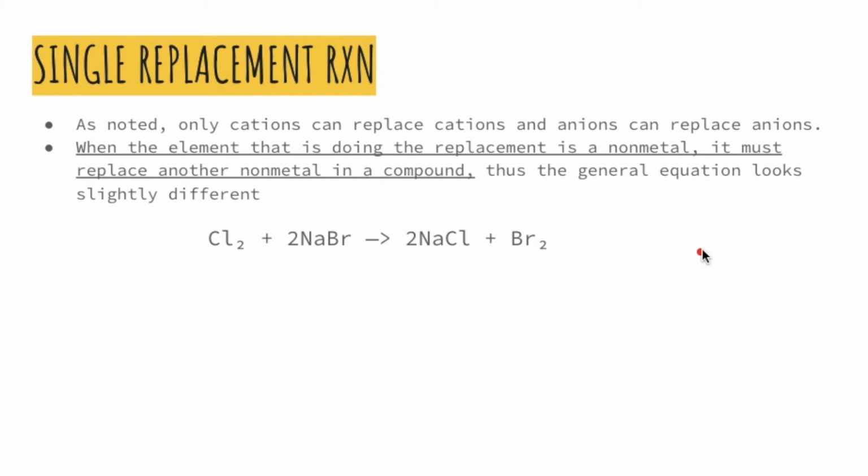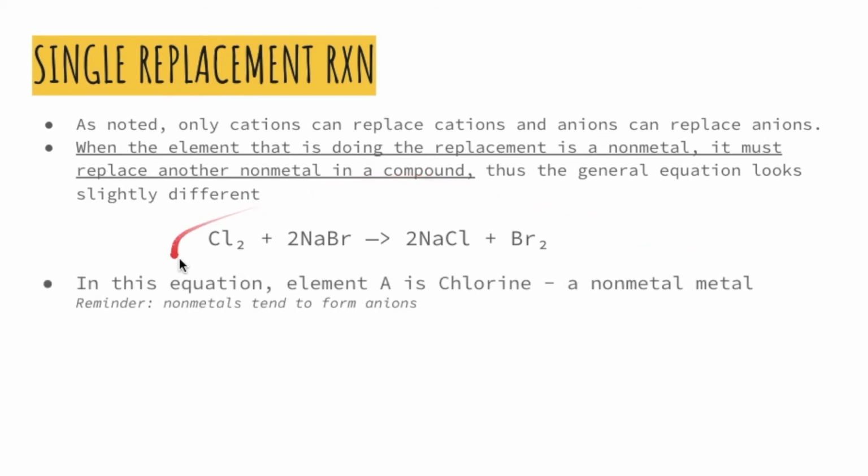Keeping this in mind, that means that if the element that is doing the replacing, our element A, is a nonmetal, then it has to replace another nonmetal in the compound. Thus, our general equation is going to look a little bit different. So keeping this in mind, let's look at this equation.